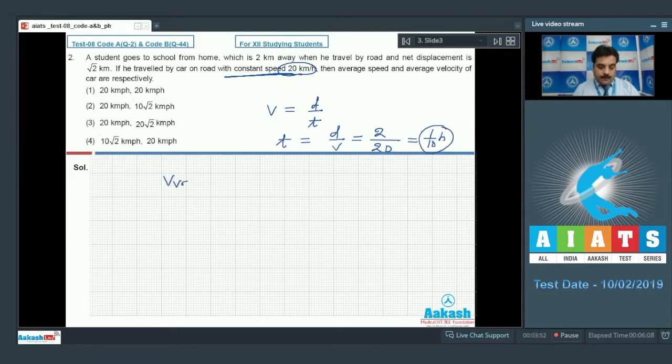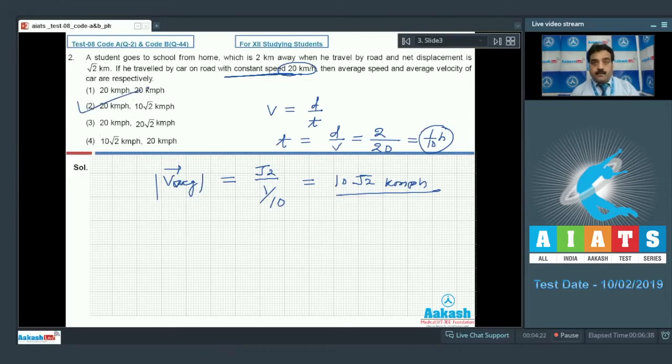So if I go for average velocity, I need displacement. According to the problem, displacement is given as root 2 and I have the value of time. So when I calculate, we'll get 10 root 2 kilometer per hour. So by this calculation, I can say average speed is 20 km per hour and average velocity is 10 root 2. So my option number 2 will be the right choice. So let's move on to question number 3.